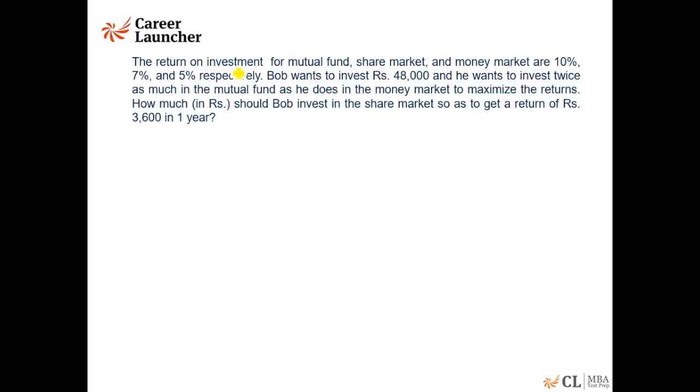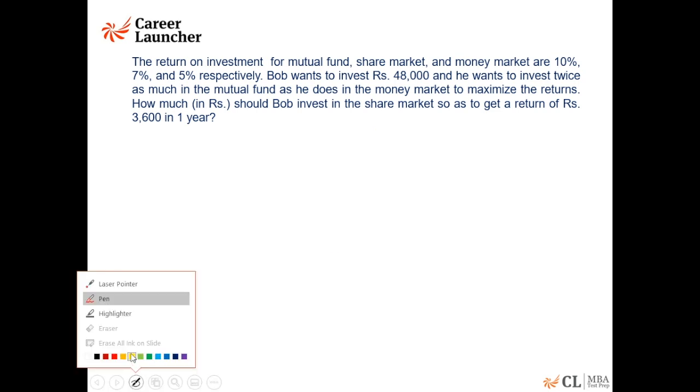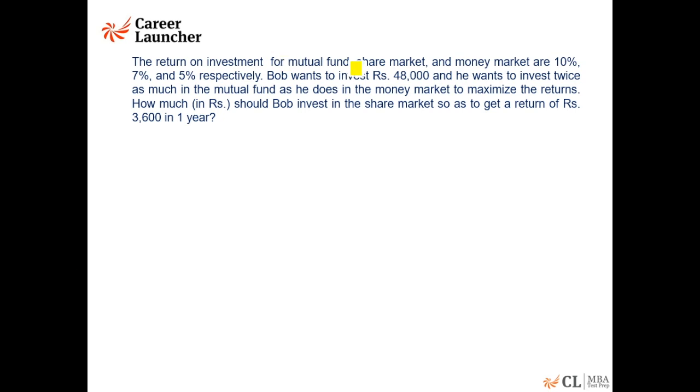The return on investment for mutual fund, share market and money markets are 10%, 7% and 5% respectively. Bob wants to invest 48,000 and wants to invest twice as much in mutual fund as he does in money markets to maximize the returns. How much should Bob invest in the share market so as to get a return of 3,600 in 1 year?